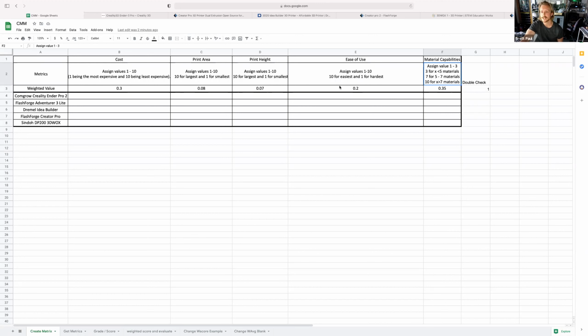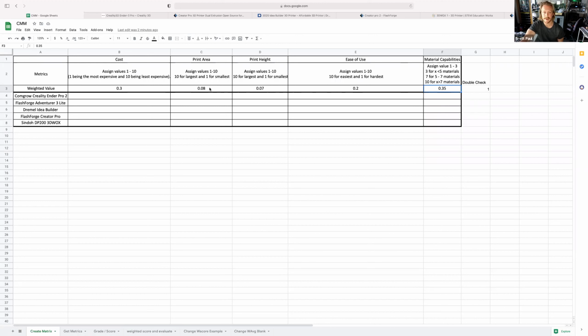Now, we also want to apply weighted values to these. The reason we're going to do this is that if the most critical of the parameters that I'm concerned with is, in this case, material capabilities, I want to weight the score for that more heavily than say ease of use. So I'm going to weight that at 0.35. So 35% of the overall score is going to come from material capability.